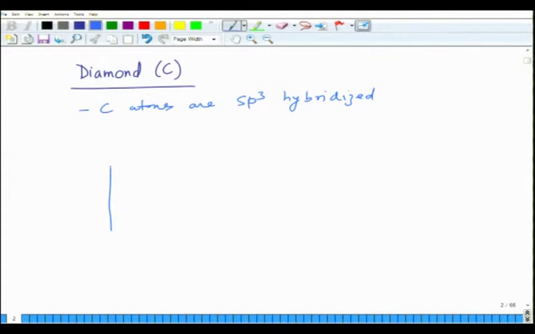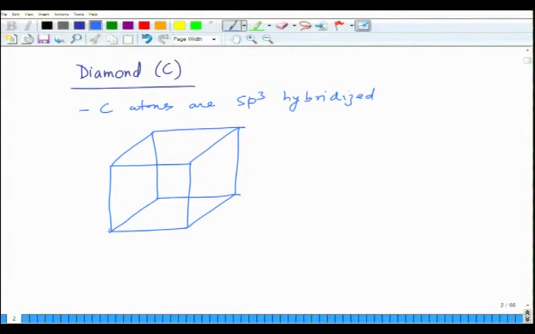So for example, in case of diamond, if you make a unit cell of diamond, carbon atoms are arranged on the face centers of a cube, and then carbon atoms are arranged in such a fashion that they are also present at the tetrahedral sites, but not all tetrahedral sites are occupied, otherwise you will violate the covalent bonding. So carbon atoms are present in such a fashion.